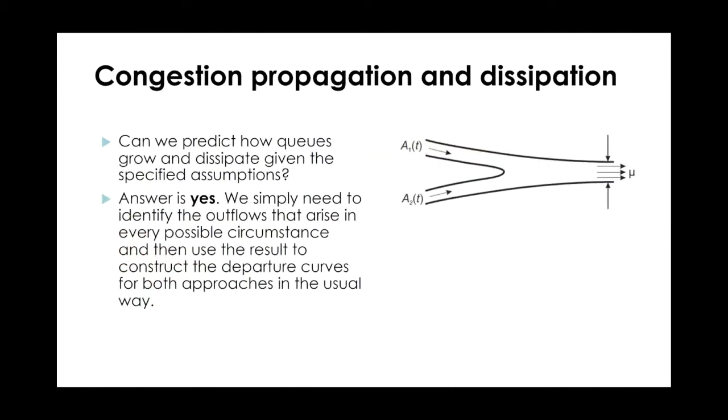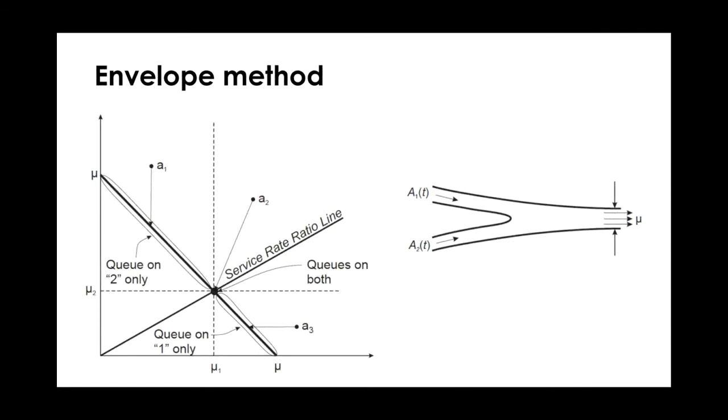Now, the question that we try to answer with this method that I'm going to describe is, can we predict how queues grow and dissipate given all these assumptions and description of this system? And the answer is yes. The envelope method that I'm going to describe will help us predict how queues grow and dissipate. We simply need to identify outflows that arise in every possible circumstance, and then use the result to construct appropriate departure curves for both approaches. So let's have a look.